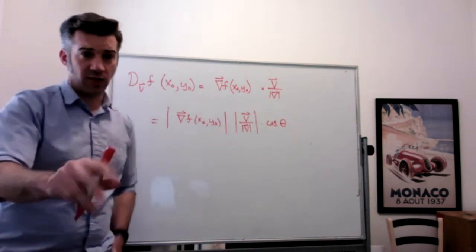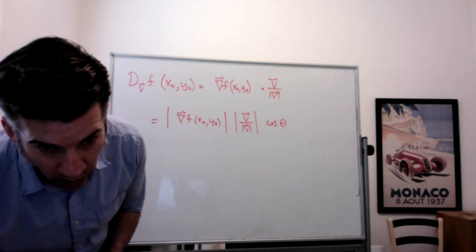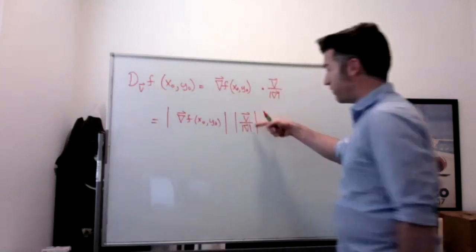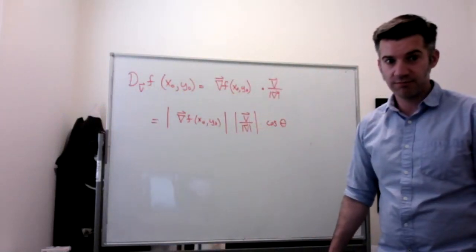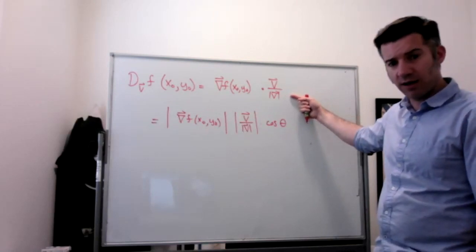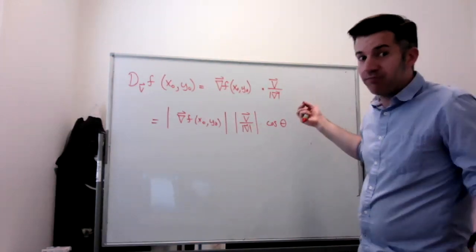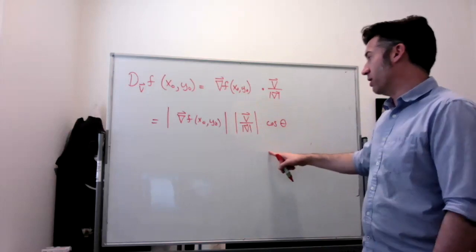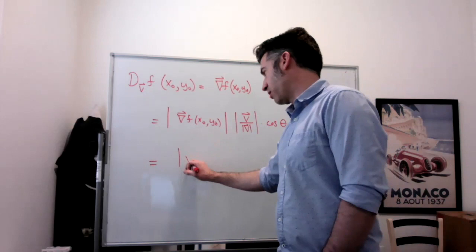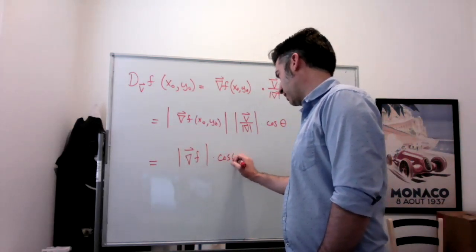I'm going to ask you guys some questions and I want some responses. So, first question. What is the magnitude of this vector, v divided by its own magnitude? What kind of vector is that? What kind of magnitude does it have? It'll have a magnitude of 1 since it's a unit vector. Exactly. So this is going to have a magnitude of 1. So all we're getting, without the x naught, y naught part, is the magnitude of the gradient of f times cosine of theta.